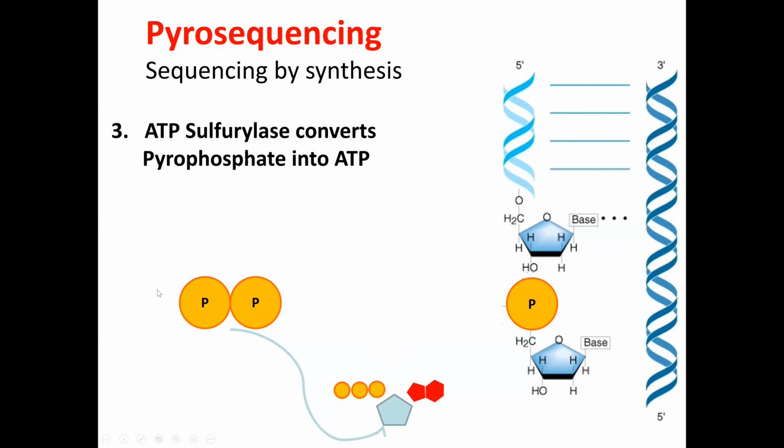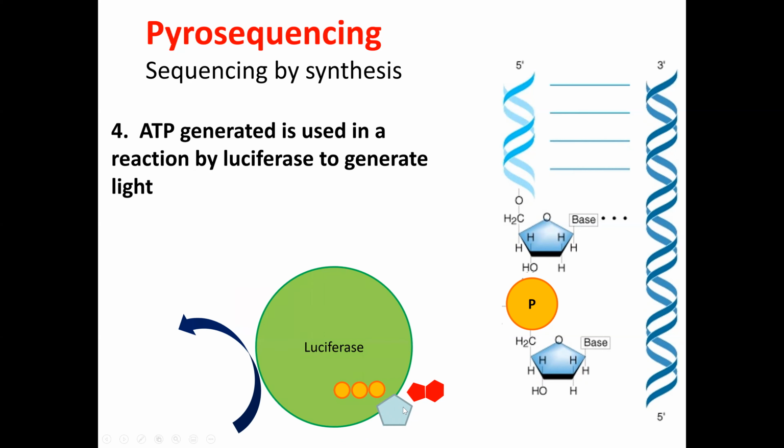Then our ATP sulfurylase is going to convert pyrophosphate into ATP. Okay, so these two phosphates, we're now going to reconnect this to make an ATP. Okay, so this is why we care about the pyrophosphate, remembering that if we didn't add the nucleotide, then we will not get pyrophosphate and we will not make ATP. ATP is going to be, again, used by luciferase to generate light.